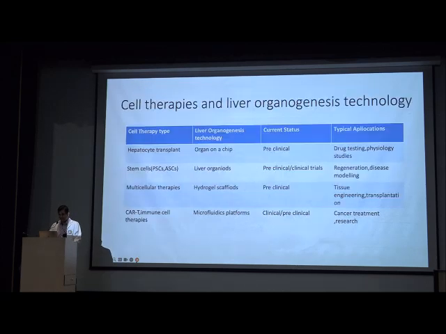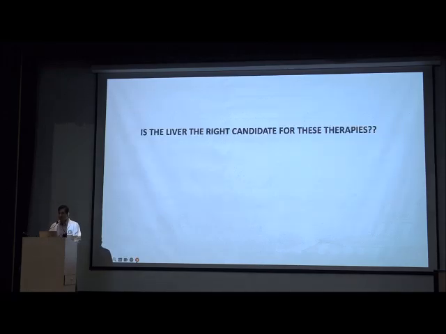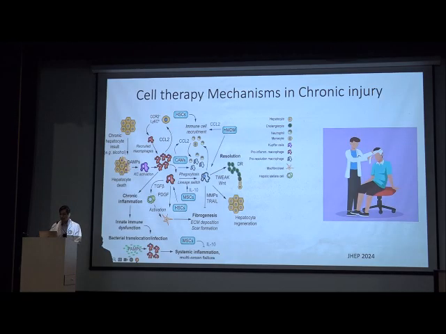So these are some of the cell therapies that have been published or discussed, namely hepatocyte transplant, stem cells, multicellular therapies, and certain immune therapies, and I'll be briefly touching upon all of them in the subsequent slides. So the first question to ask is, is the liver the right candidate for such therapies? Previous slides have shown that yes, it has regenerative potential and it can subsequently be used.